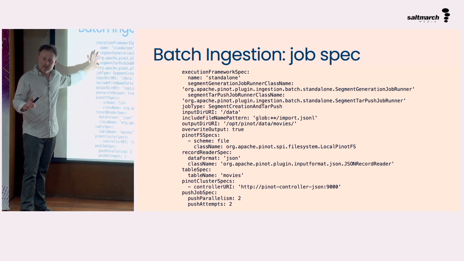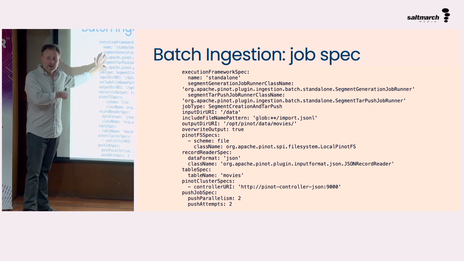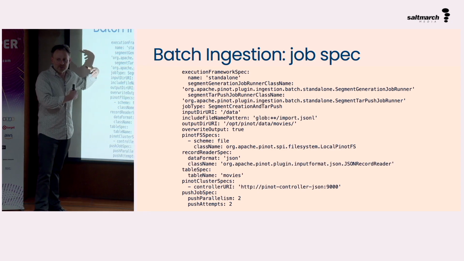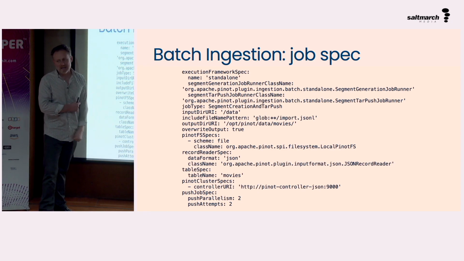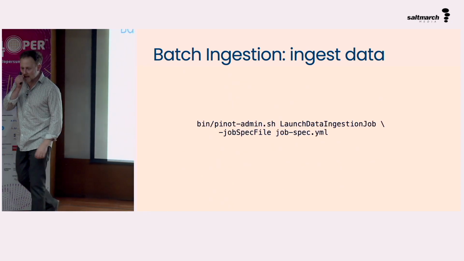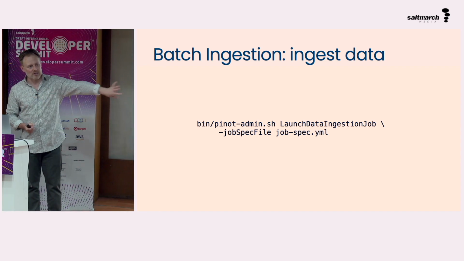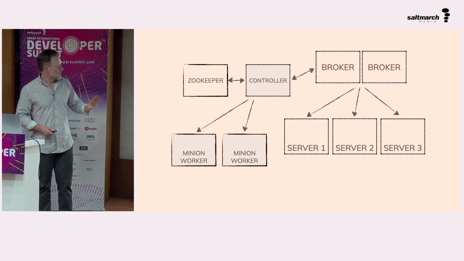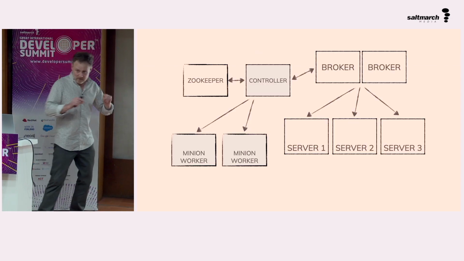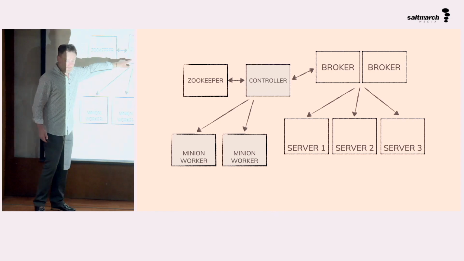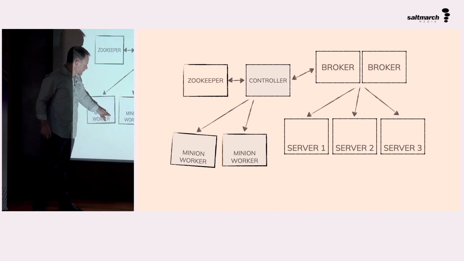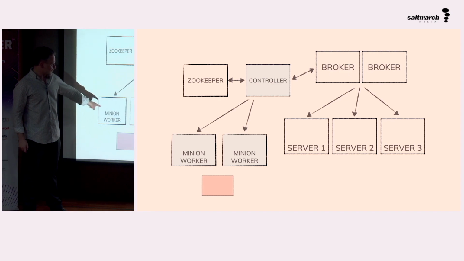Remember the minions? This is for the ingestion minion, the static file system ingester. We give it this specification, this command line, again, Pinot admin. Say, okay, go launch the data ingestion job, go read your YAML or whatever it is you want. And then that command line command that I run is going to talk to the controller. It's going to send that spec to the controller. The controller is going to make tasks, send them to minions.